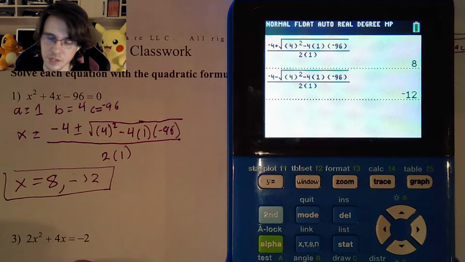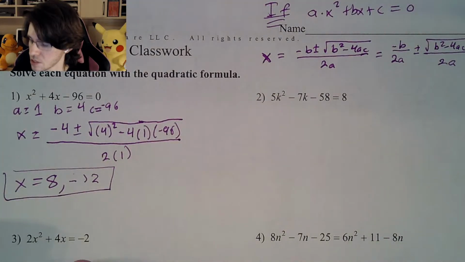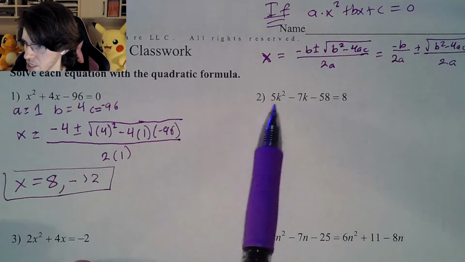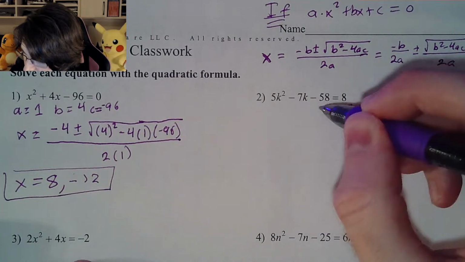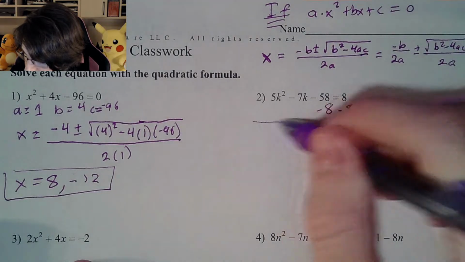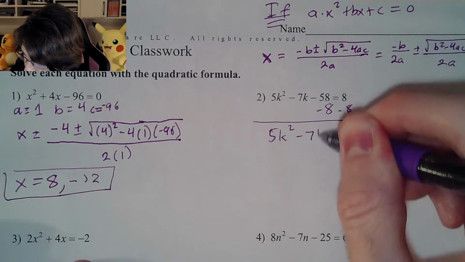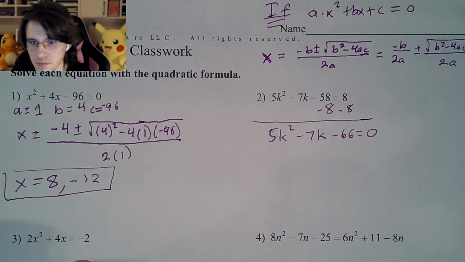We're going to be repeating this process for the first 4 questions. It's almost exactly the same idea. So here we go. We have to have it equal to 0. It is not currently equal to 0. So we need to make it equal to 0, and we're going to do that by subtracting 8 on both sides. And that's going to give me 5k squared minus 7k minus 66 is equal to 0 over here.